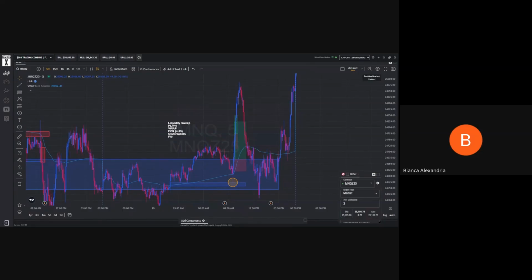Will it pull up here? I need my TradingView to show up. Will it let me log in? No. Stop sharing to show my other. Okay, so this has a whole bunch of lines and stuff on it. Let me clean this up.